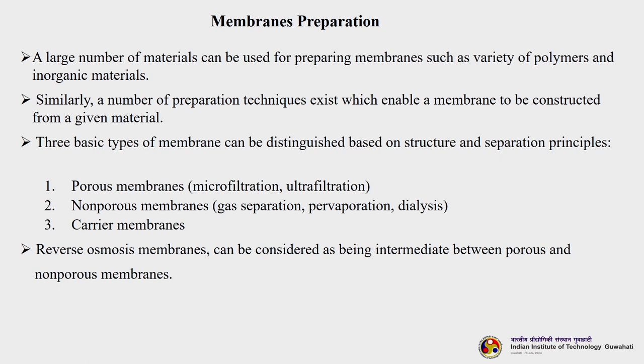Now, based on the structure and separation principle, we can divide the membranes into three classes. First is porous membrane, which is of course our microfiltration, ultrafiltration membranes. Then we have non-porous membranes, which are also called dense membranes. These are used for gas separation, pervaporation, dialysis and so on. And then we have carrier mediated membranes or carrier membranes, which basically work on facilitated transport. In a nutshell, we have discussed this, but in a subsequent lecture, we will devote one full class to facilitated transport. RO membrane actually lies in between our porous and non-porous membranes.